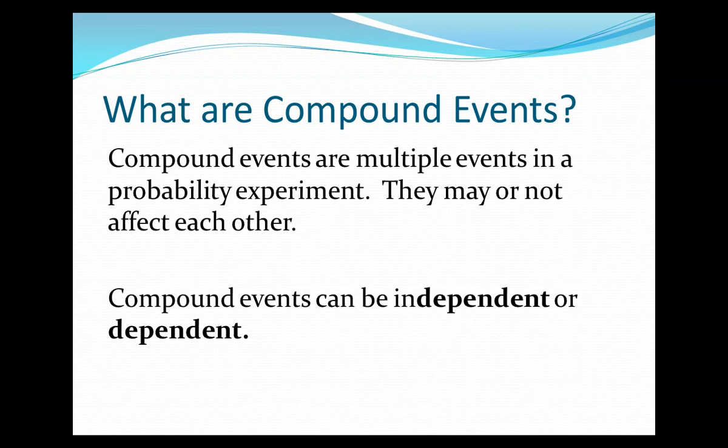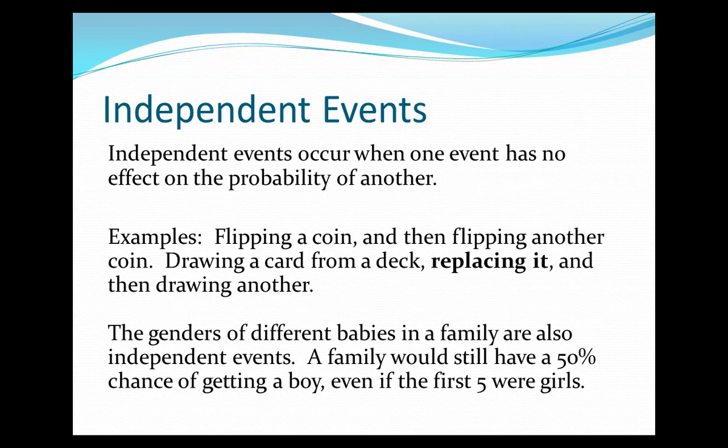As I mentioned earlier, we're going to find the probability of multiple events happening at the same time. You can call these compound events. They're multiple events in a probability experiment. Compound events may or may not affect each other, and whether they do or not, we call them independent events or dependent events. Independent events occur when one event has no effect on the probability of another. So they're independent of each other.